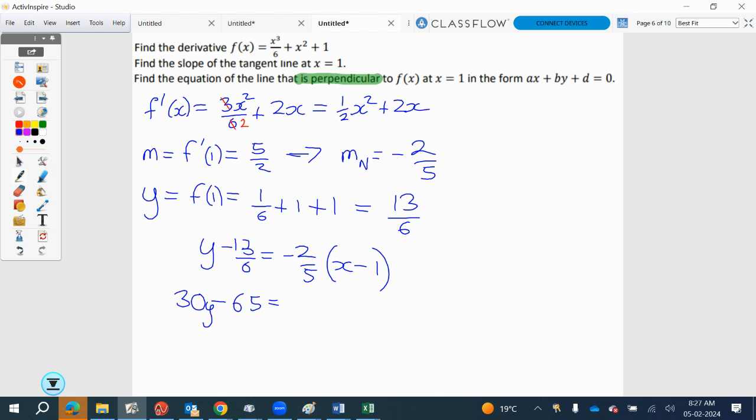It's 6 times minus 2, negative 12. So we get negative 12x, and then negative 12 times negative 1 plus 12. Let's rearrange everything. We get 12x, bring that across. We've got 30y, and we bring this across, minus 77 equals 0.